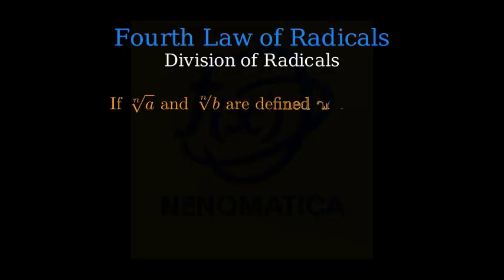If we have the root of a divided by b, and both a and b are defined with b not equal to 0, then the root of a over b equals the root of a divided by the root of b. Now, let's see the proof of this theorem.